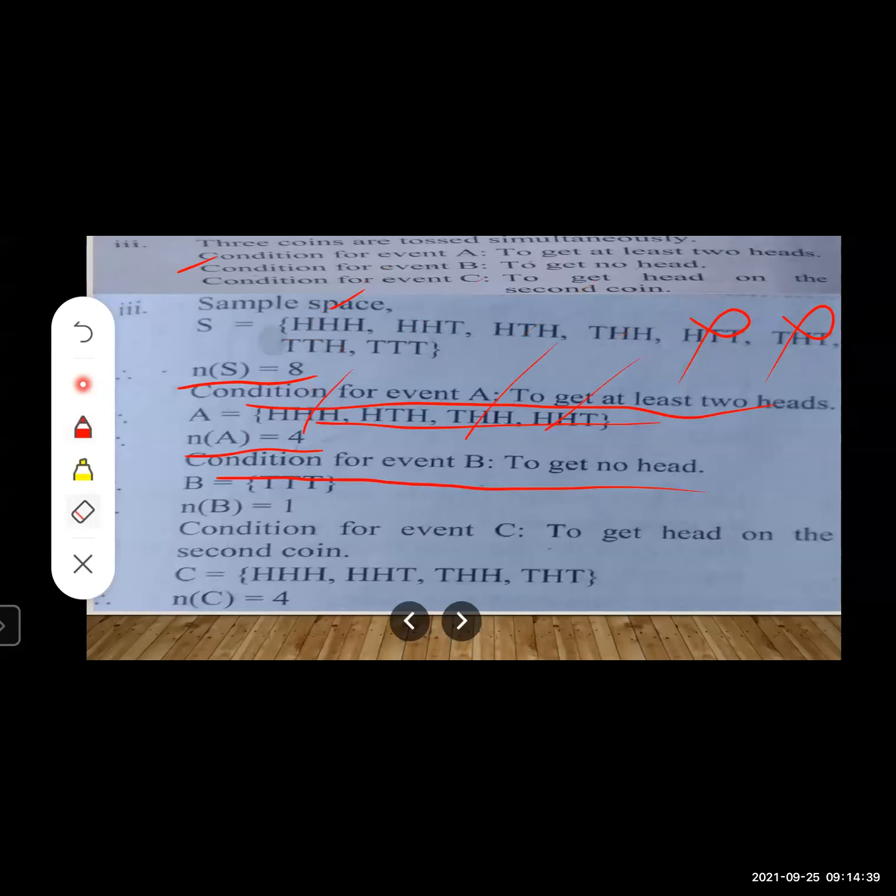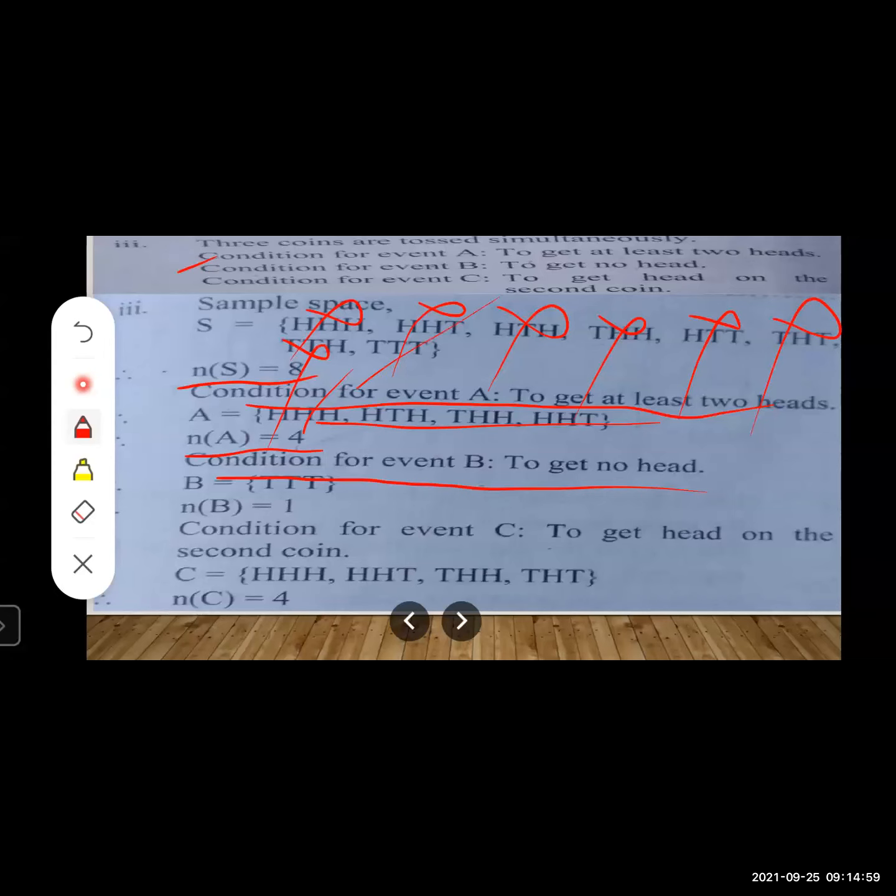So again move to the sample space. We don't want head. So we can't take this. Head is there, so we are not taking. Head is there, we don't want to take.